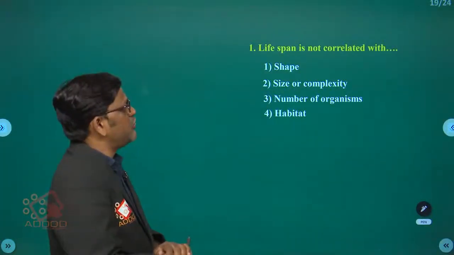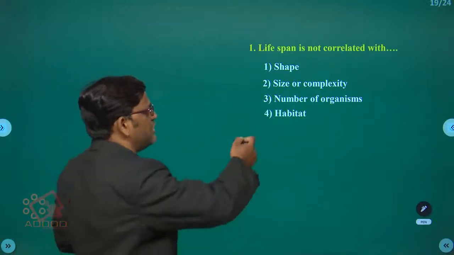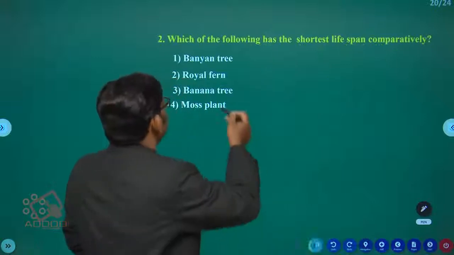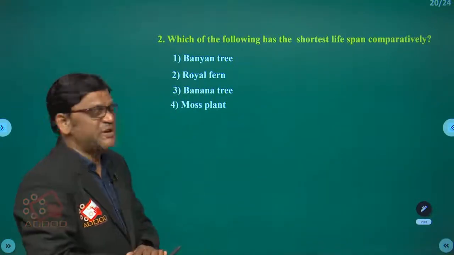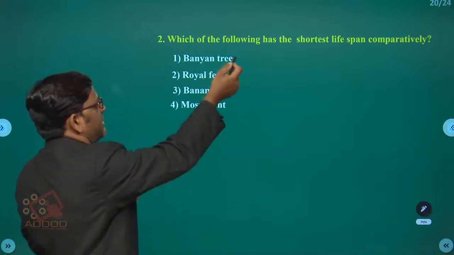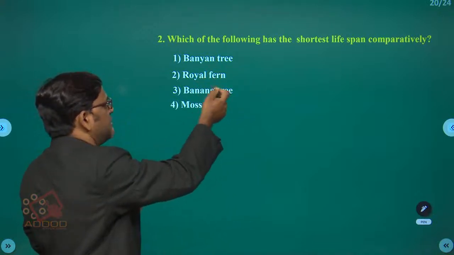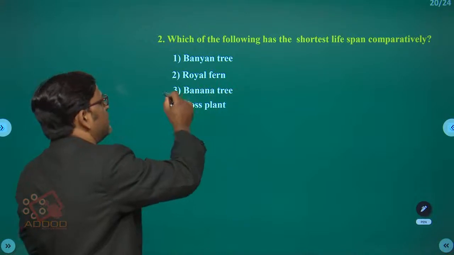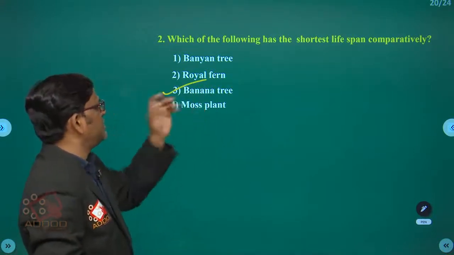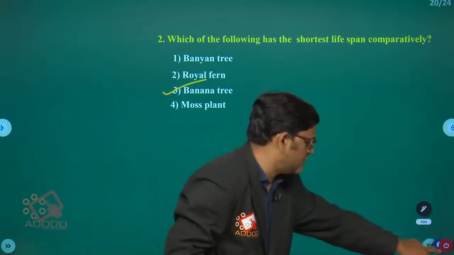The lifespan is not correlated with size or complexity. Next, which of the following has the shortest lifespan comparatively? A banyan tree will be hundreds of years, royal fern is also hundreds of years, banana tree will be for 2 years. So compared to all these, that will have the short life cycle. So answer will be 3.